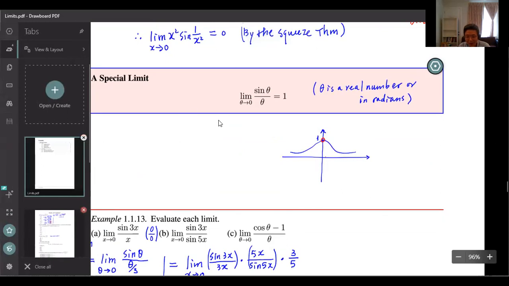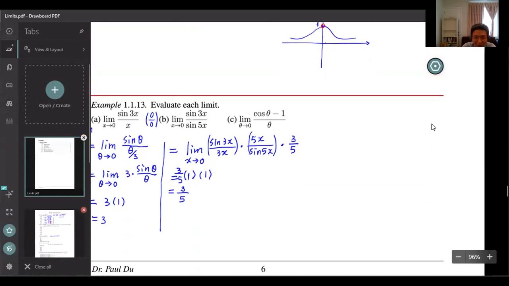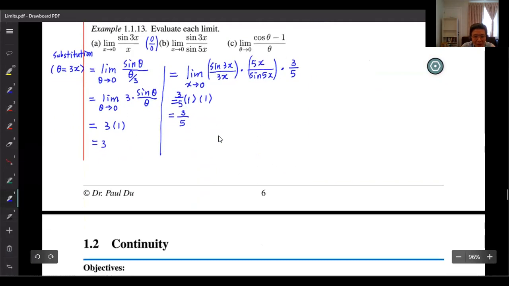Okay, very good. So today, very quickly, we covered the first topic in chapter 1, which is limits.